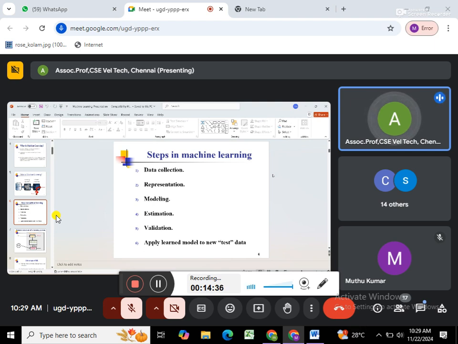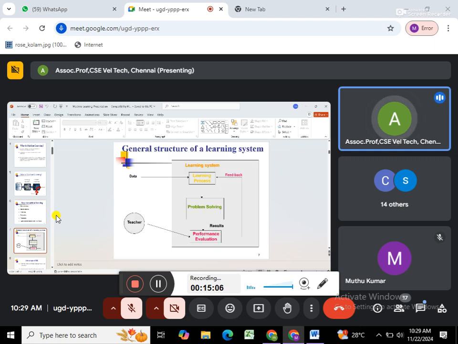After it is displayed, we have to validate the system. While validating, we have to know what type of input we are giving, what type of output we have taken, and we have to finalize that. For example, in medical image operations: whether the tumor is present or not, what type of tumor, whether it is benign or malignant. All this data we apply. After the validating part is over, we apply the learned method or model to a new data set. That is important. This is the general structure of a learning system.